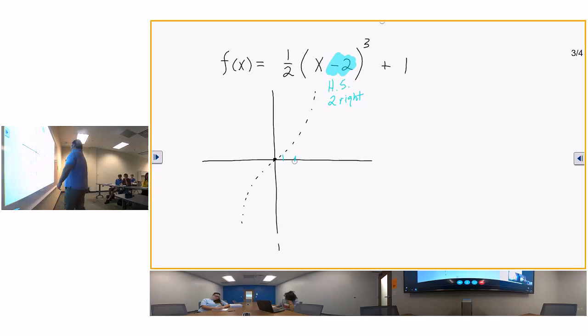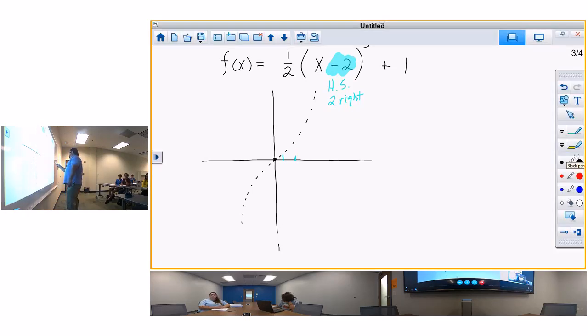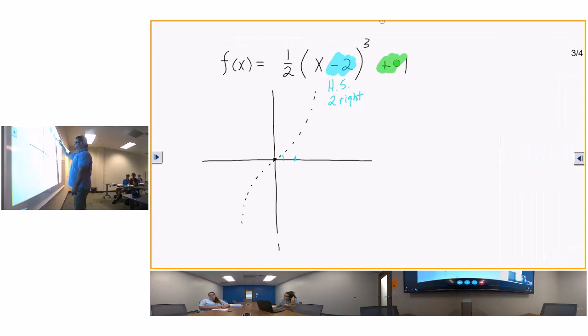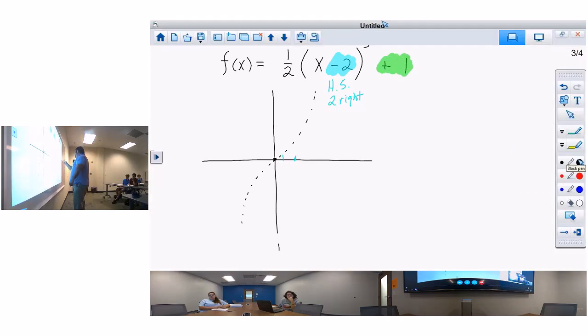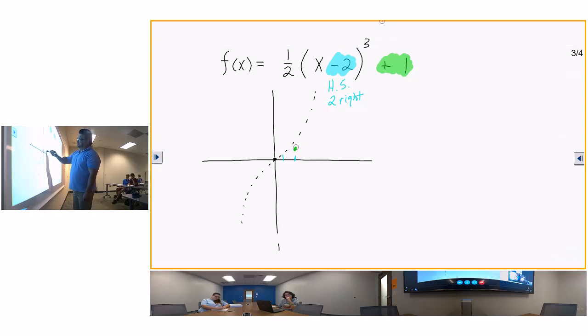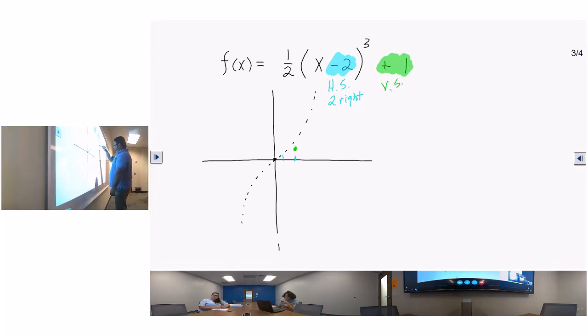Okay. Now we're going to take our green, and we're going to do a vertical shift of 1 what? 1 up. So there's our new origin. So vertical shift of 1 up.